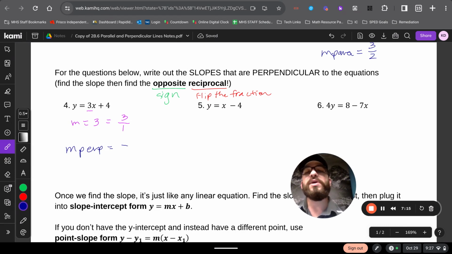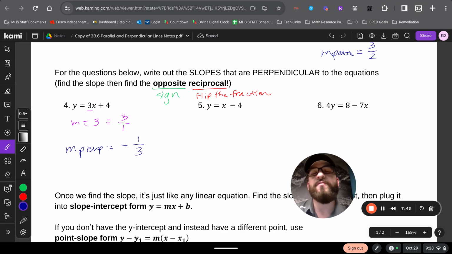Then the reciprocal is I flip the fraction. So instead of it being 3/1, my reciprocal would be 1/3. So our original slope was 3. Our opposite reciprocal is negative 1/3. So 3 and negative 1/3 are perpendicular slopes. Okay, so nothing too crazy, but perpendicular does have a little bit more to it than just writing the exact same number down. So let's practice.